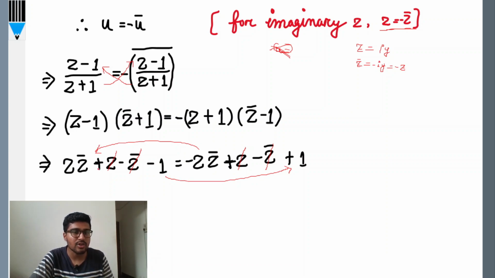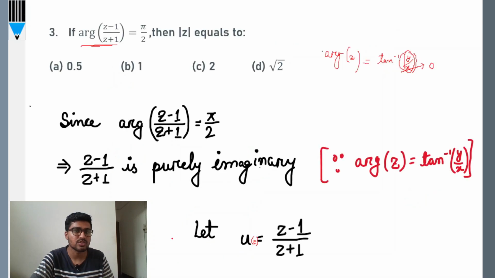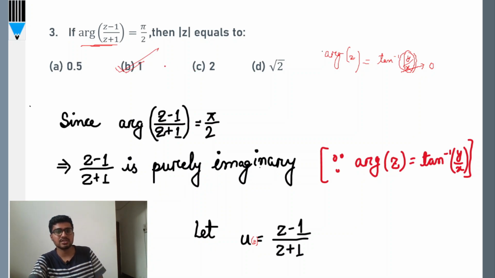Again, as we discussed earlier, z times z bar is equal to mod of z square. So 2 z z bar becomes 2 mod z square, and on the other side we have 2, so the 2 cancels again, and we get mod of z equals plus minus 1. So mod of z will be equal to plus minus 1. Let's move to the solution portion. So the answer will be 1, since minus 1 is not possible, so we just have 1. So this is a pretty easy, simple question.